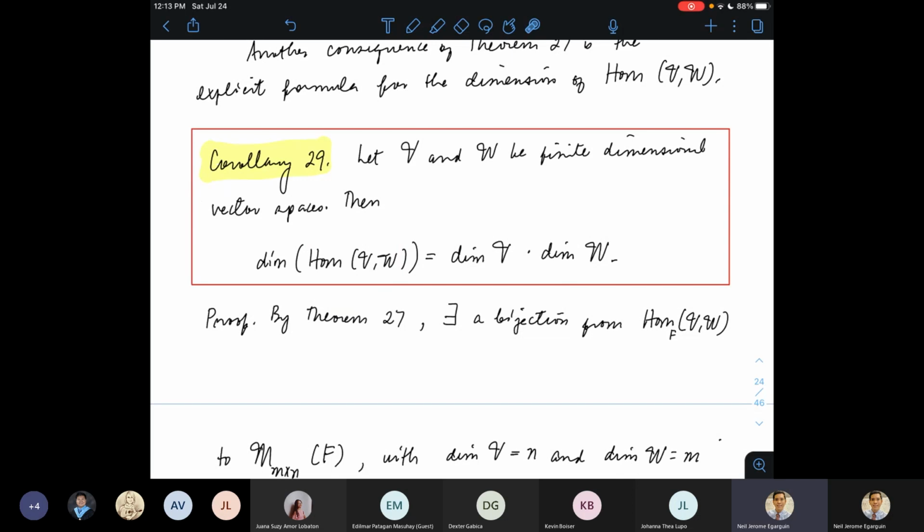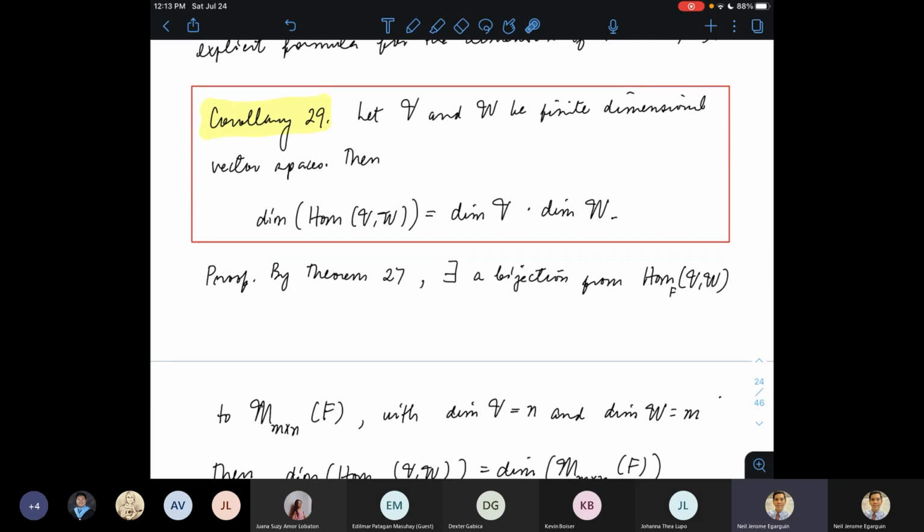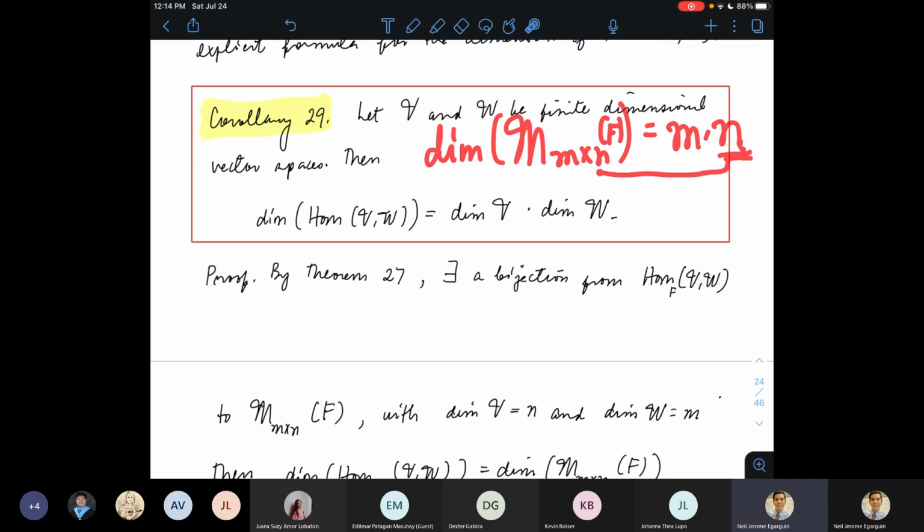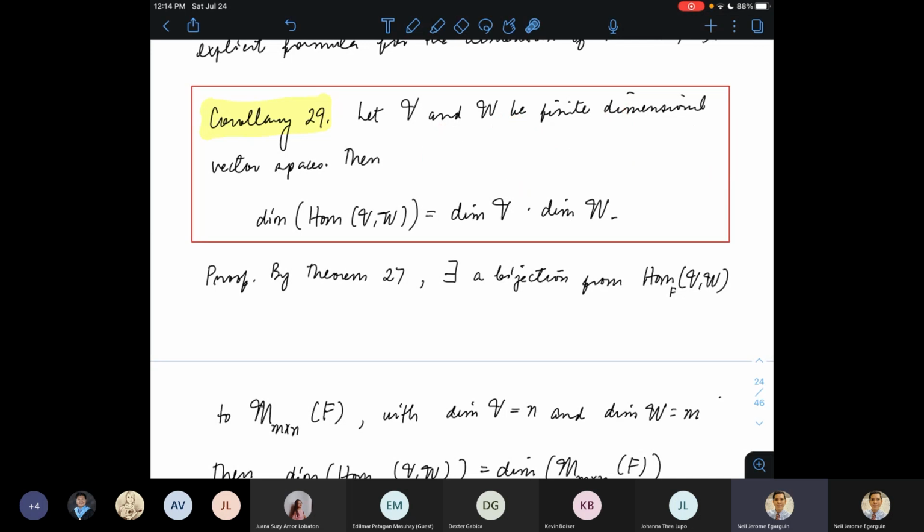Okay. But what is the dimension of the set of all m by n matrices? Remember, ang dimension ng m by n of F ay equals to m times n, all right? But we said n, the number of columns, correspond to the dimension of the domain. And then the number of rows correspond to the dimension of the codomain. And so this establishes that the dimension of the set of all homomorphisms is actually the product of the dimensions of the domain and the codomain.